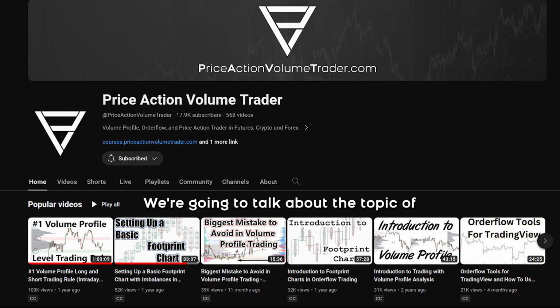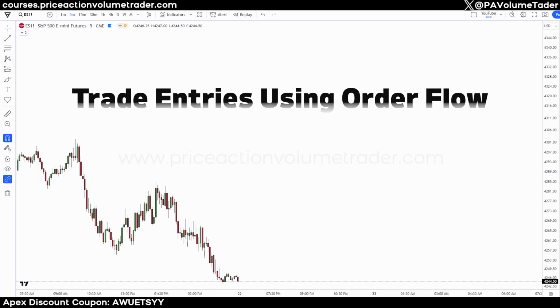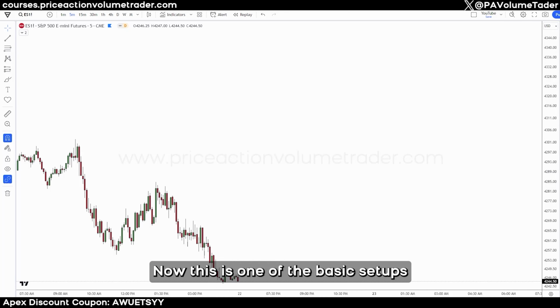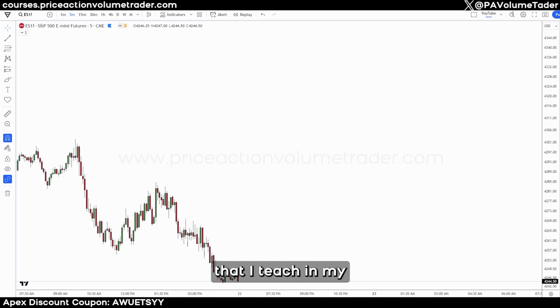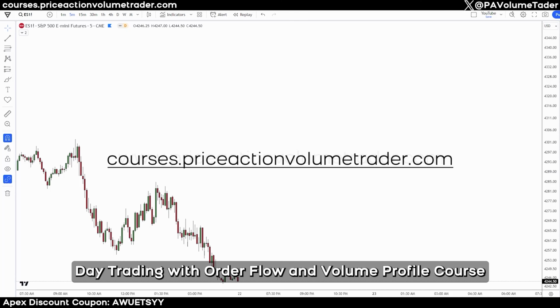Today we're going to talk about the topic of trade entries using order flow, spotting absorption in the footprint chart. Now, this is one of the basic setups in its most raw form that I teach in my day trading with order flow and volume profile course.